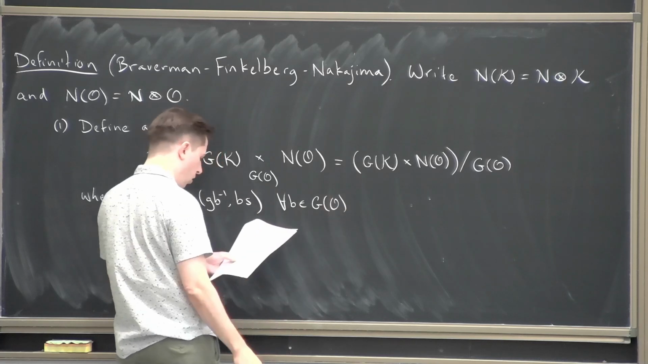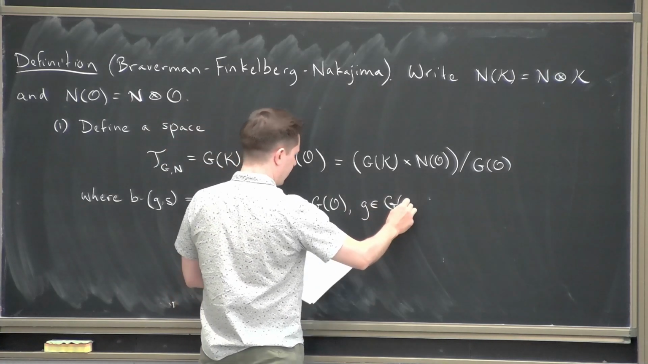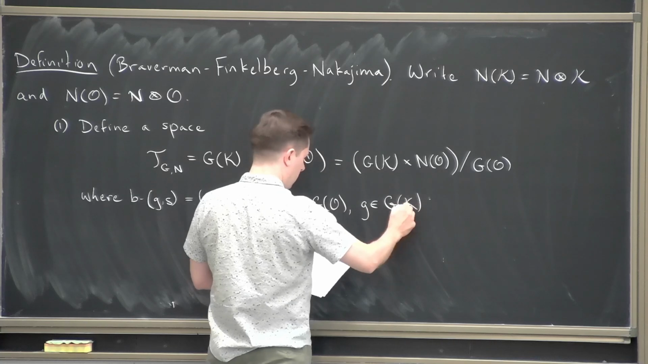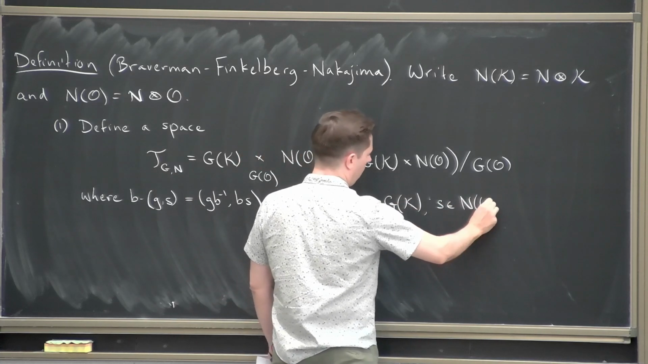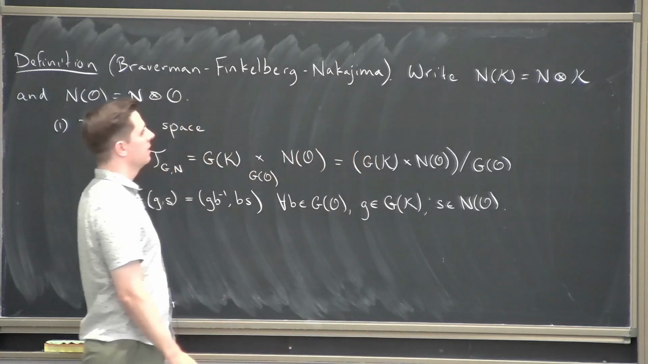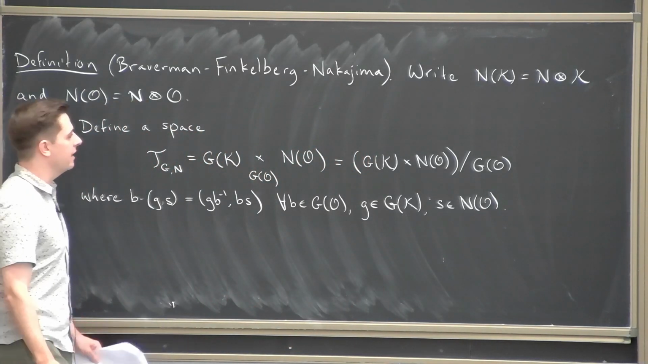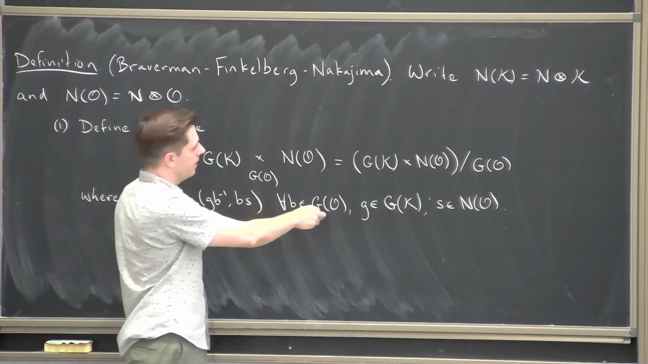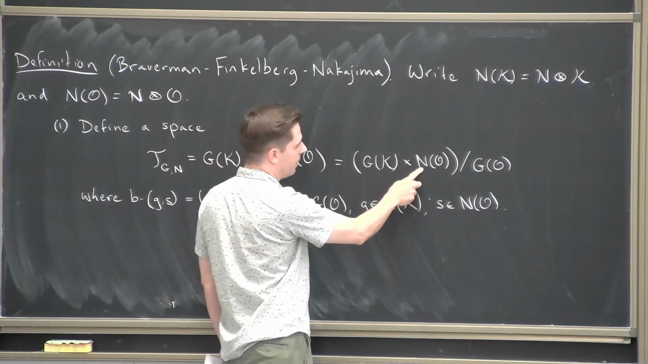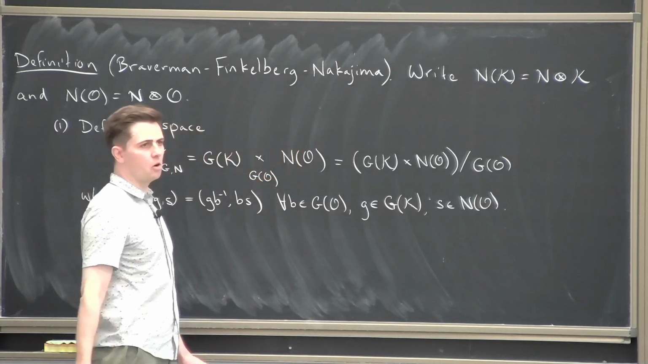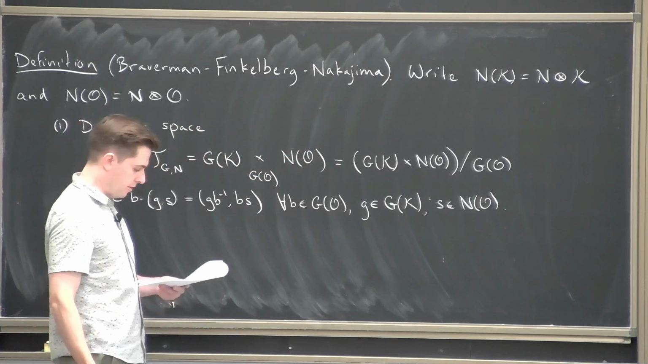So B is an O point of G. G is a K point of G. And S is an element of N of O. So for those who have studied the affine Grassmannian, you can see that this reduces to the definition of the affine Grassmannian when we take the representation to be the zero representation. So this is some very natural generalization of that.